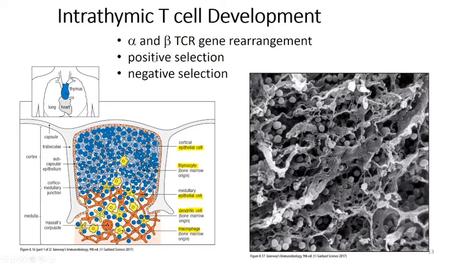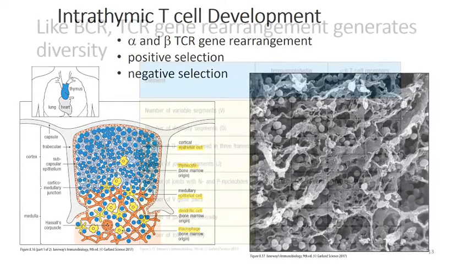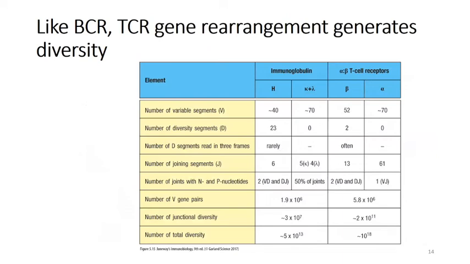There's T cell receptor gene rearrangement, and then there are two selection processes. One is positive selection, and then one is negative. To do that, I just wanted to compare the repertoire. Remember we talked about repertoires?